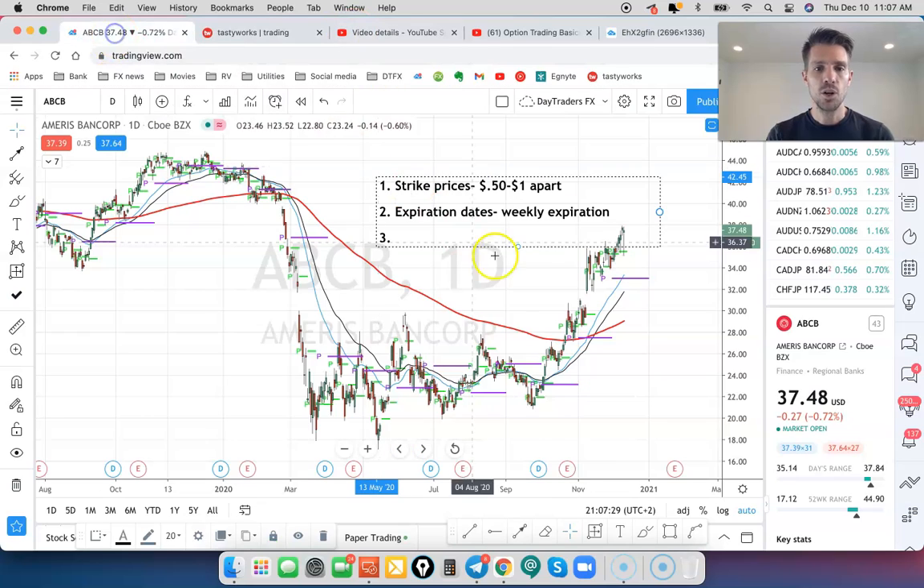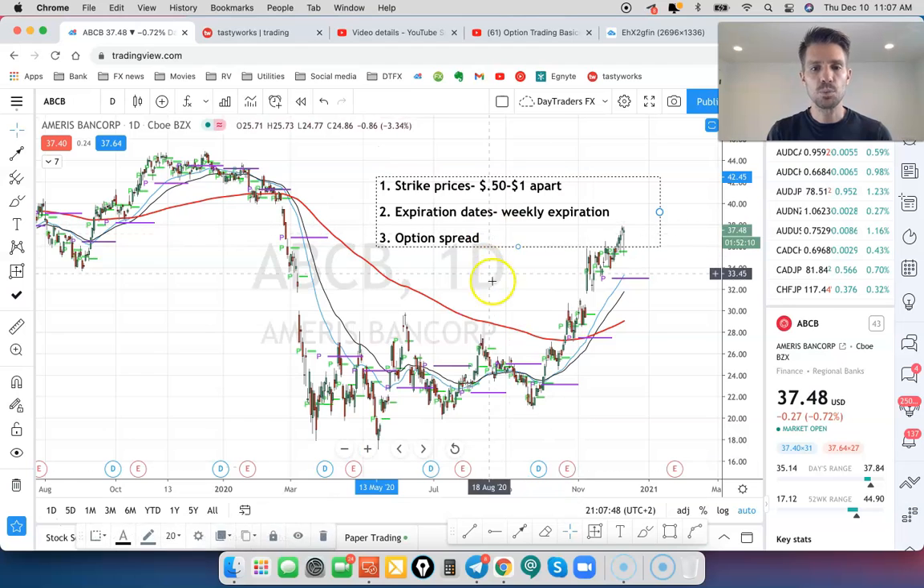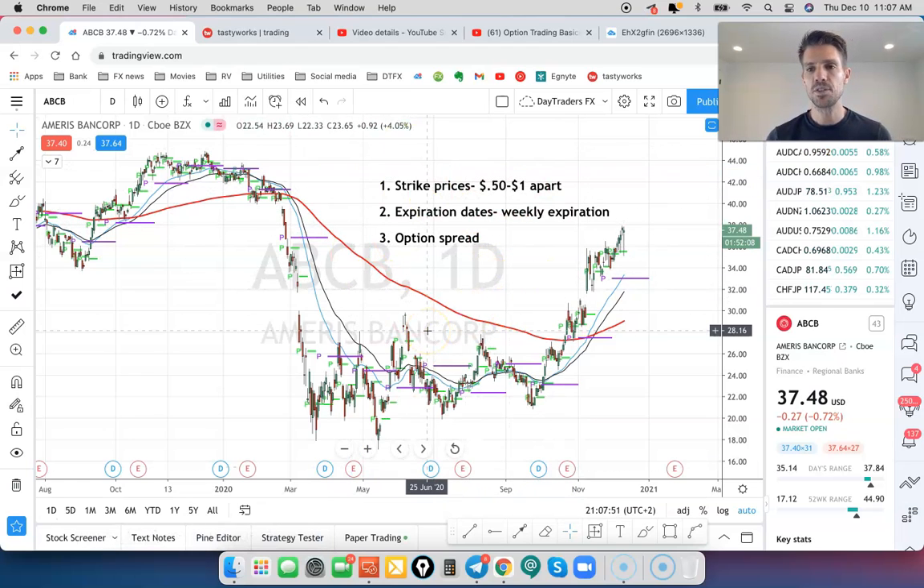So those are two very important things. Strike prices, 50 cents to $1 apart. Expiration dates, we need weekly expirations. We want something expiring every single week. Number 3, and perhaps one of the most important things, is going to be the option spread. This is going to help us find some of the options that are going to be best traded. Just like we need strike prices that are close together and expirations that are frequent, we need a spread that is not going to be killer.